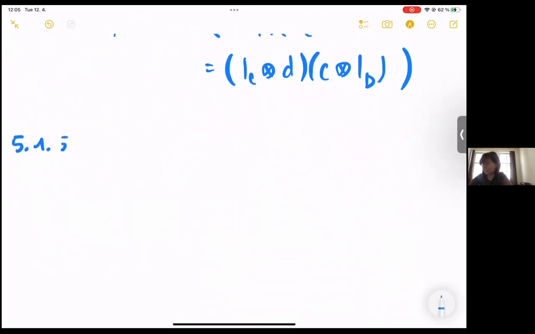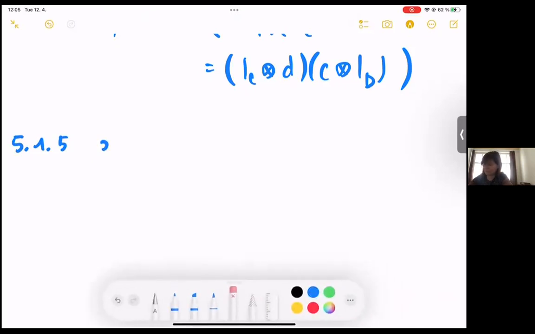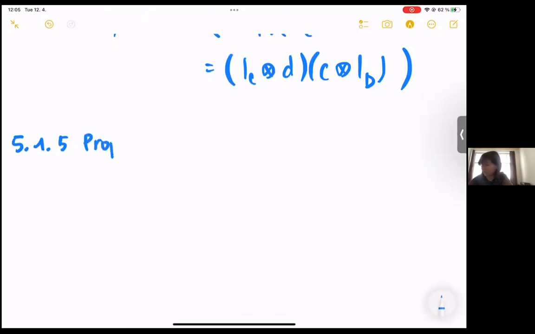Proposition. My pen is not making strokes, it doesn't want to write, which is a bit annoying. Okay, let's try that again.